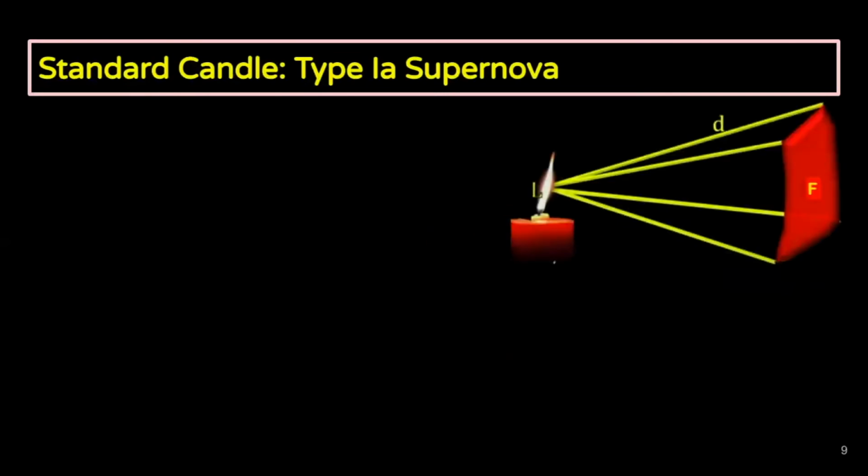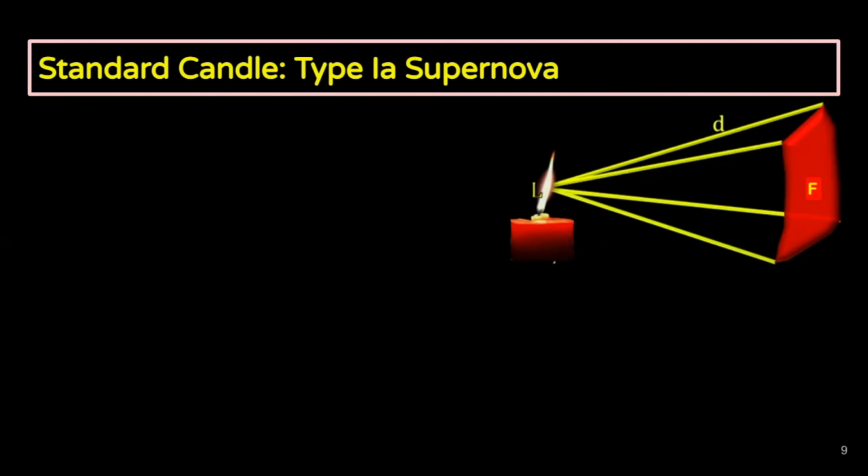Now let me introduce the standard candle, which is the type 1a supernova. A type 1a supernova occurs when a white dwarf star acquires additional mass from a companion star until it reaches a critical mass, 1.4 times the mass of the Sun. The intense pressure in the center of the star sparks a runaway nuclear reaction, and the white dwarf explodes.